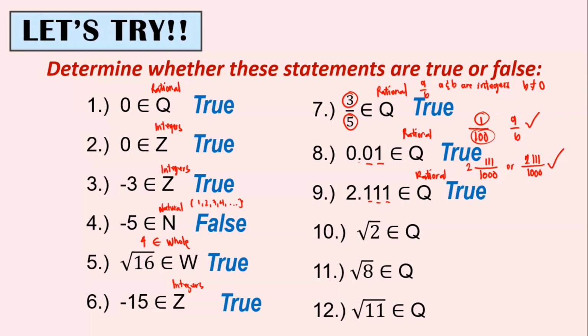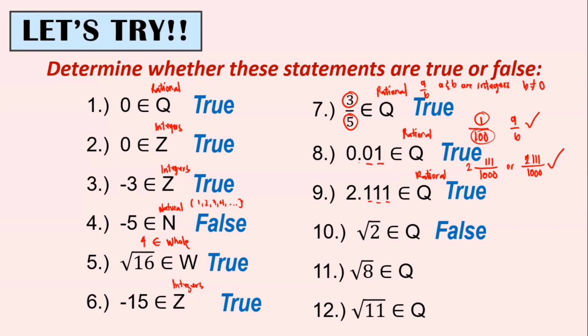Next, number 10 is square root of 2 is an element of the rational numbers. Okay, ano ba ang definition kanina? A over B. Pwede ba nating maisulat ang square root of 2 in the form of A over B? And kung nakinig kayo kanina, sabi doon, ang ating square root of 2 is pasok sa definition ng ating irrational number. Kasi lahat ng hindi perfect root, ibig sabihin under ng irrational. So therefore, this is false.